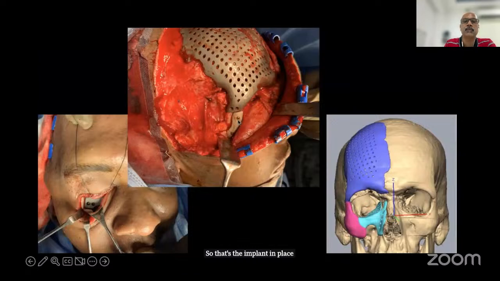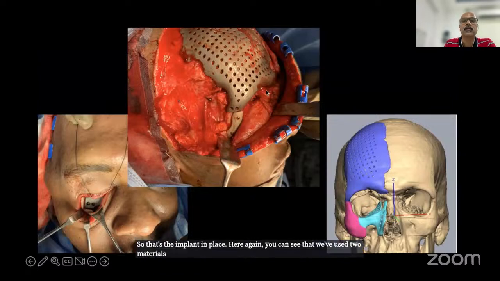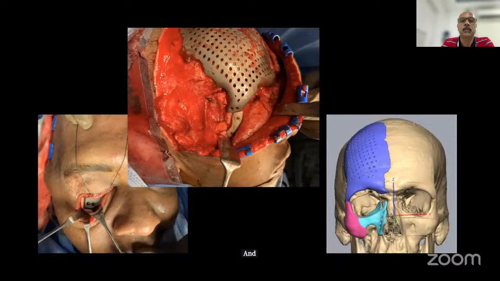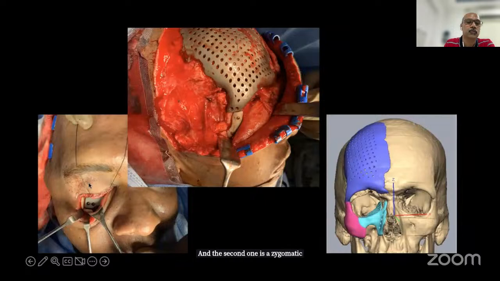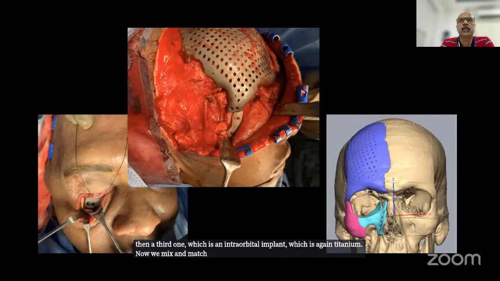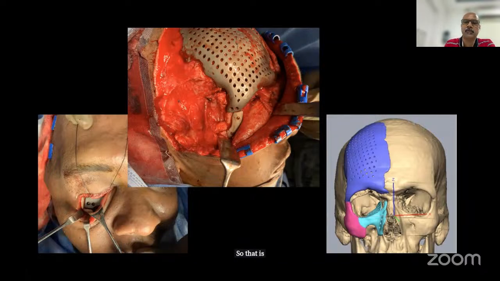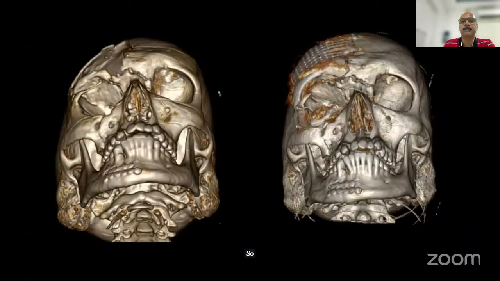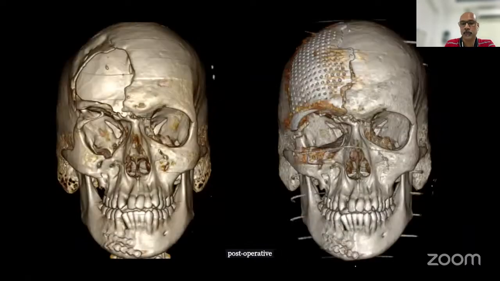Here again, you can see that we've used 2 materials here. One is a titanium implant, which was used for the cranioplasty mesh. And the second one is a zygomatic onlay implant, which was created with PEEK. And then a third one, which is an intraorbital implant, which is again titanium. Now we mix and match implants depending on the kind of usage that we need and if at all we need weight reduction. So that is the reason why we use multiple types of implants. Perforated titanium is also a very good option in these kind of cases, which actually makes the implants pretty light. So this is the postoperative outcome for you.